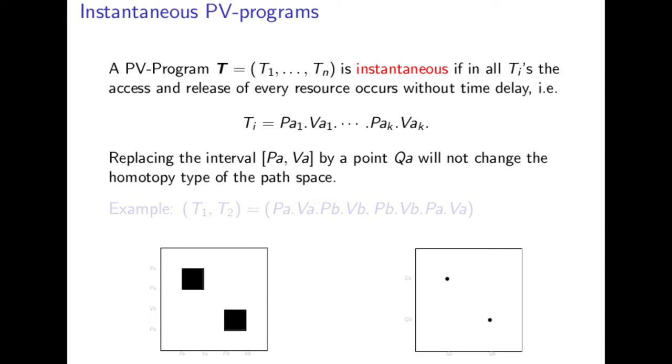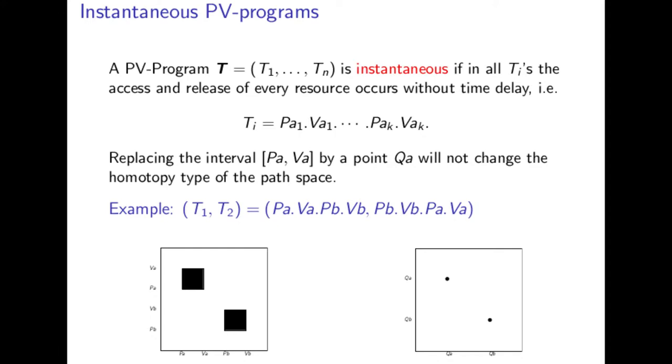Okay, so we'll talk about this restricted model, which is called the instantaneous PV model, PV programs. Instantaneous means that in all these processes, we access and release any resource immediately. So this looks fairly restrictive, and it is fairly restrictive, but nevertheless, it gives rise to interesting spaces with interesting homology, and we'll study these instantaneous programs. Now, for technical reasons, rather than having the forbidden areas as generalized rectangles or boxes, we'll replace them by points. This will not change the homotopy type of the complement, of the path space of the complement.